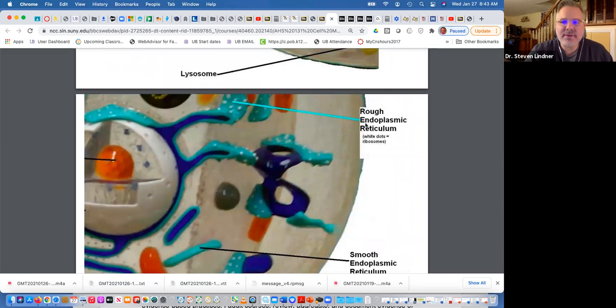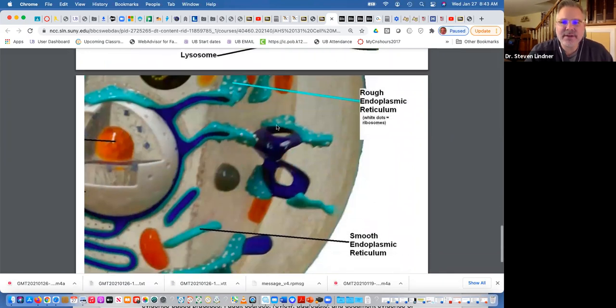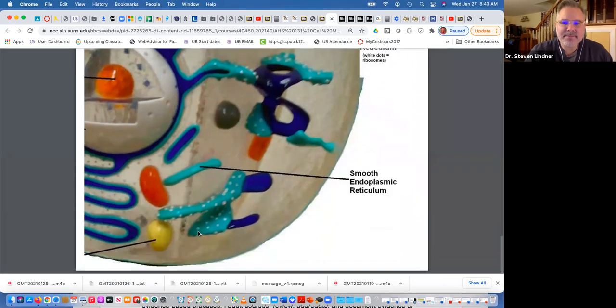Again, another look at the rough endoplasmic reticulum with the fixed ribosomes attached to it. This would be the smooth endoplasmic reticulum here. Here's another one that looks smooth. There are no ribosomes attached to it.